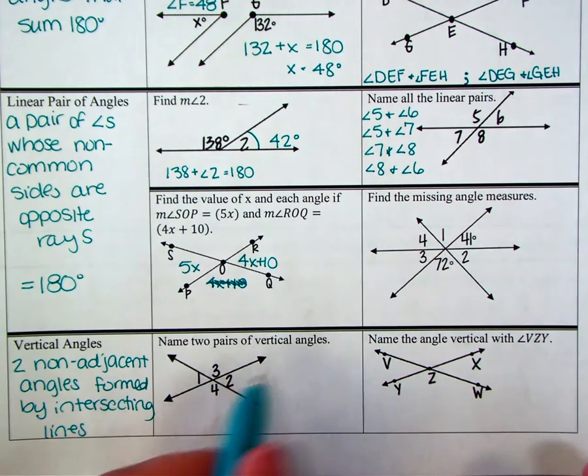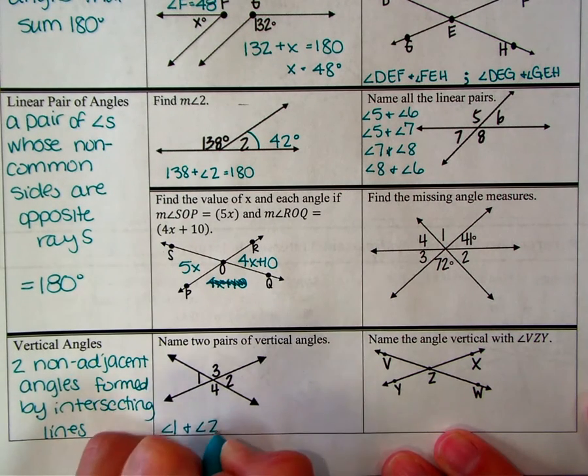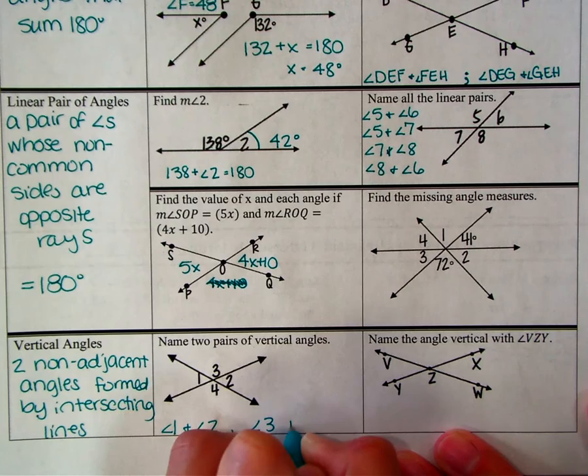So name two pairs of vertical angles. They're across from each other. So 1 and 2 are vertical, and angle 3 and angle 4.